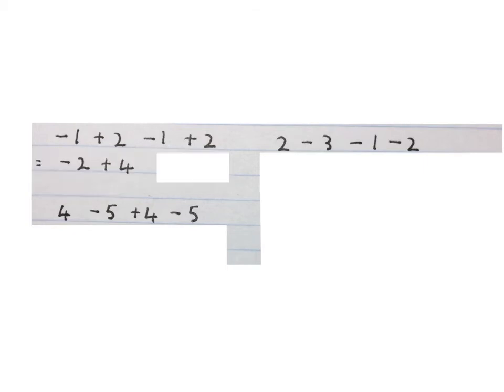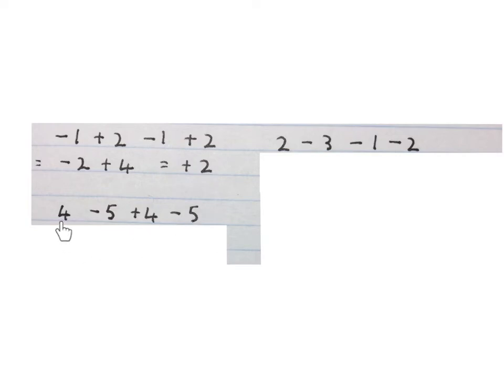One way of doing it is to put the negatives together. I owe 1 and another owe another 1. That means I owe 2. I have 2 and I have another 2, so I have 4. Now I owe 2 and I have 4. Final answer, plus 2. Let's look at this one.